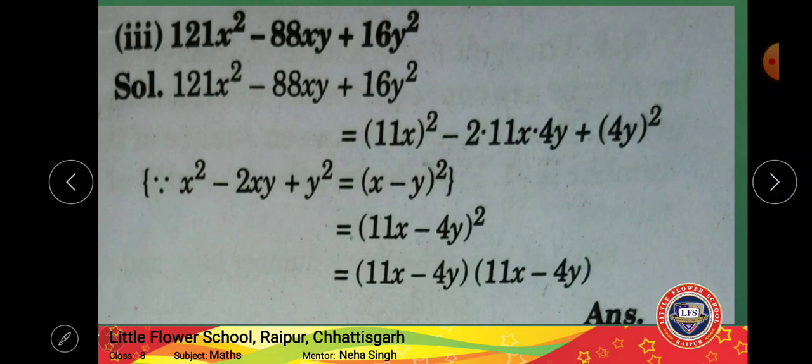Next, 121x square minus 88xy plus 16y square, right? 121 is the square of 11, 16 is the square of 4. X we got as 11x and y we got as 4y. And now we have to solve.